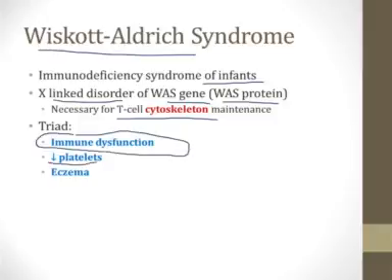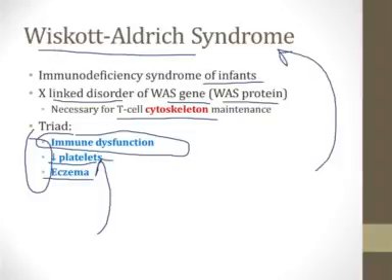They also have low platelets, and they also have eczema, which is a skin rash. This is a very unusual triad. This is a very rare disorder, but if you see this triad, the thing to think about is Wiskott-Aldrich syndrome, and I talk about this in more detail in some of the immunology modules.